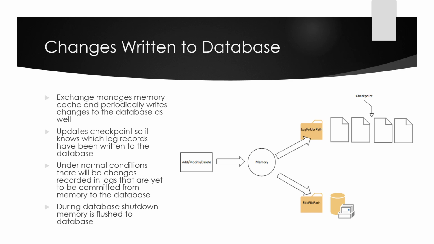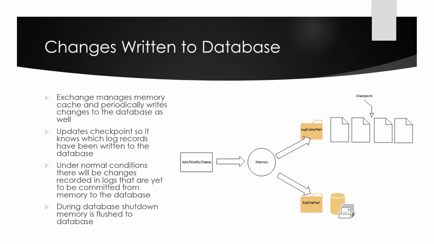Now, each time a number of transactions are written to the database file, a checkpoint is updated so that the server knows which log records have been written to the database. So as you can see in the diagram, let's say for example there's 4 transaction logs worth of things that have happened, and the first 2 log files worth of transactions are committed to the database. And the checkpoint is moved along so the server basically knows where it's up to as far as stuff in memory and stuff in the logs being committed safely into that database file. That also means that under normal conditions there will be changes that have happened in memory and been recorded in logs, but have not yet been committed from memory to the database.